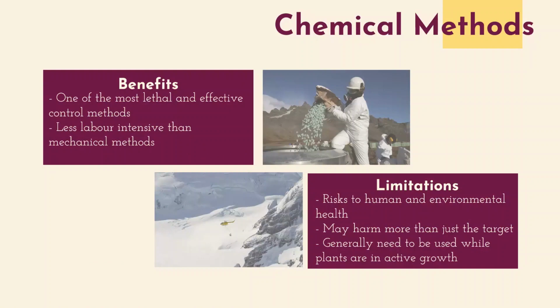Chemical methods of controlling and eradicating species include things like herbicide, which target certain plants or groups of plants, insecticides, which target insects, as well as other chemical agents that harm or kill animals like rodenticides, which target rats, mice, and other rodents.